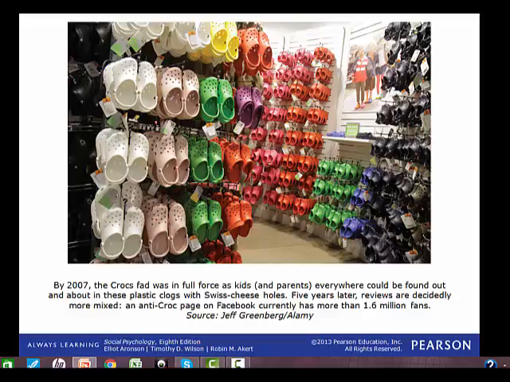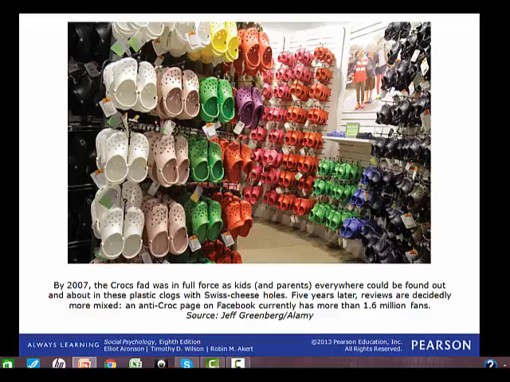It says now, and these slides are from a few years ago, but at the time of these slides, it says that an anti-Croc page on Facebook currently has 1.6 million fans. So I guess we have mixed reviews about Crocs. But the idea is whatever the big fashion craze is, people feel like they have to have it. Maybe you didn't like Crocs, or whatever the case may be, whatever the fad is. Maybe you don't like what everybody else is wearing, but you feel like you have to have it too because you want to fit in.